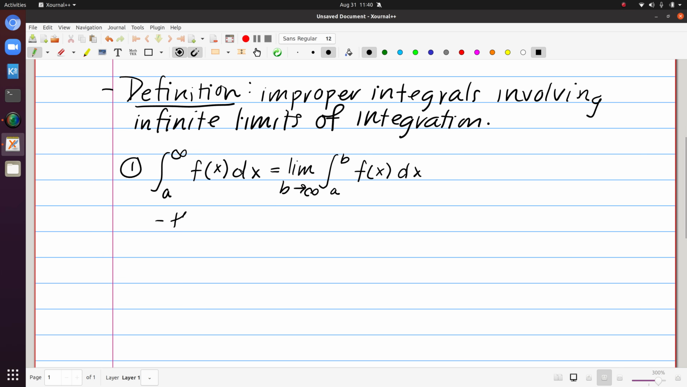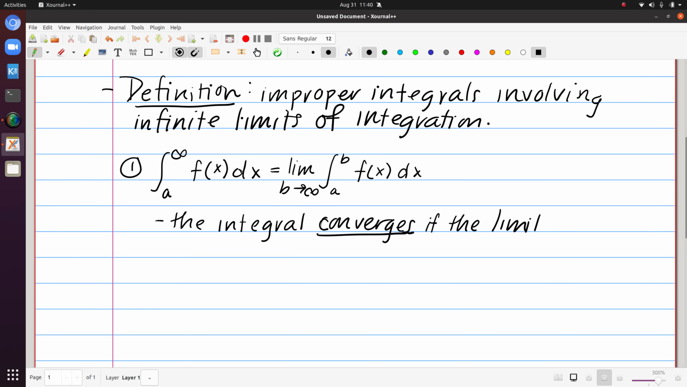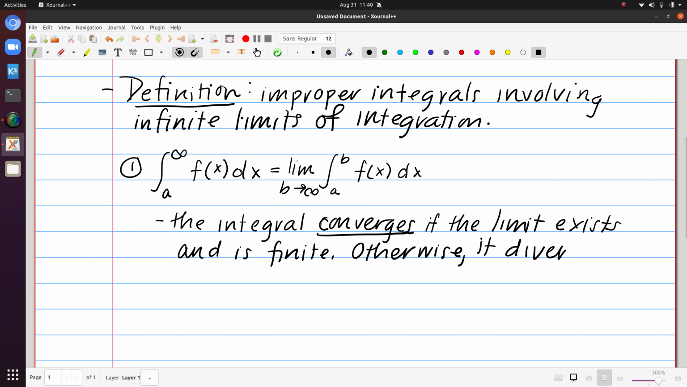So we're going to say that the integral converges if the limit described above exists and is finite. Otherwise, we say that it diverges. So we can get that an integral here diverges because perhaps this limit doesn't exist, or even when it does, if it's infinite.